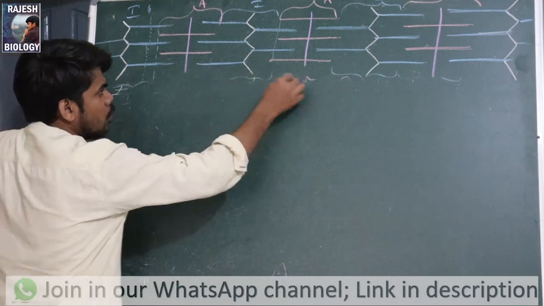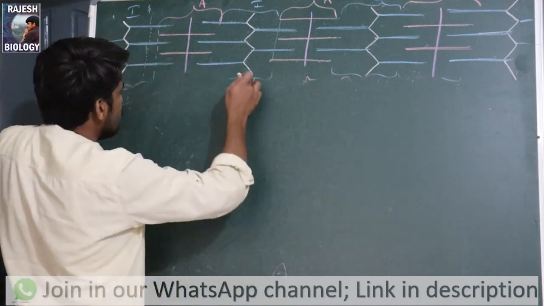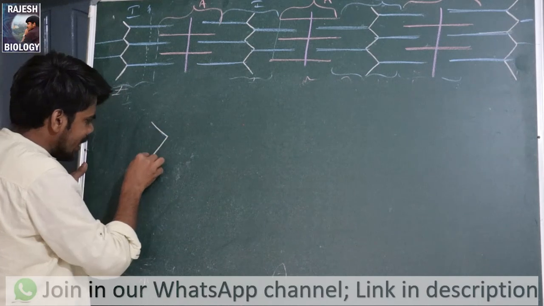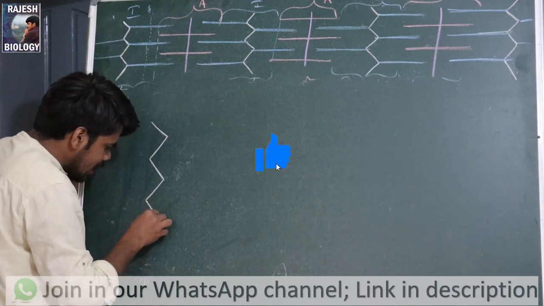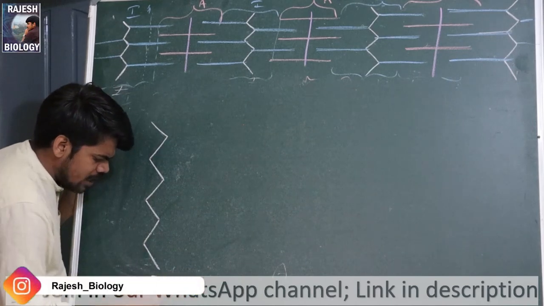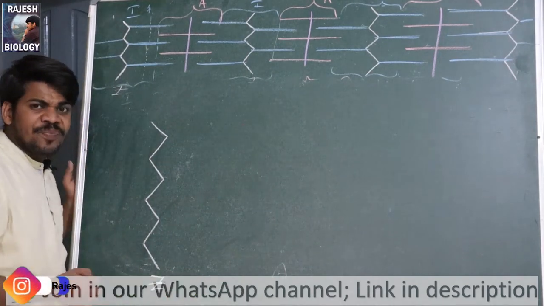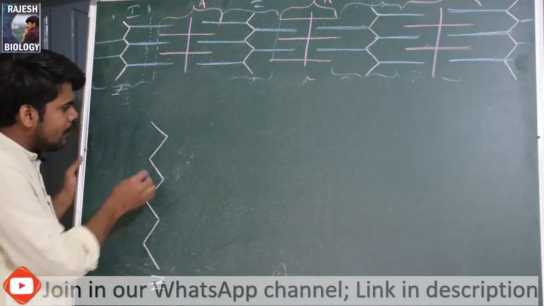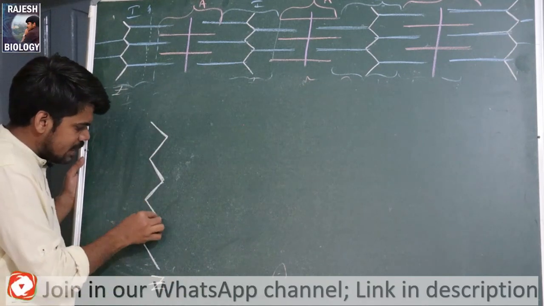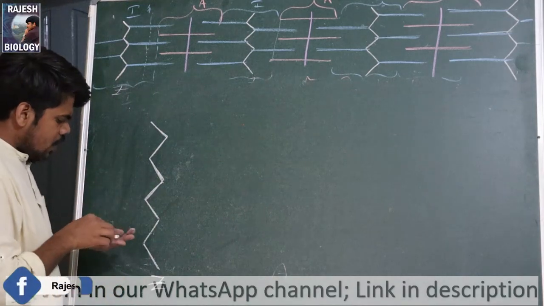If I take this portion and enlarge it here, there is a G line. This is called Dobie's line. It is also easily known as the G line. Why? Because it gives a G type appearance, a Z type appearance. Z line it is.